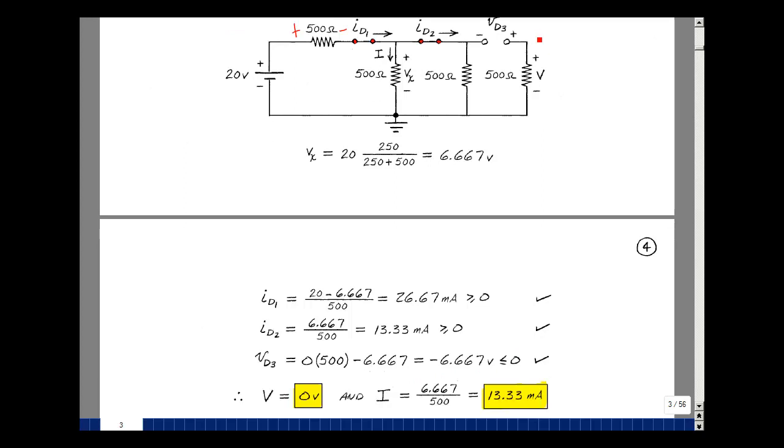And lastly, let's find the voltage V, which is the voltage across here. Because of the open circuit, I have no current, and therefore no voltage. And the current I is the current in this resistor, which is the voltage V sub X divided by 500, and that's equal to 13.33 milliamps.